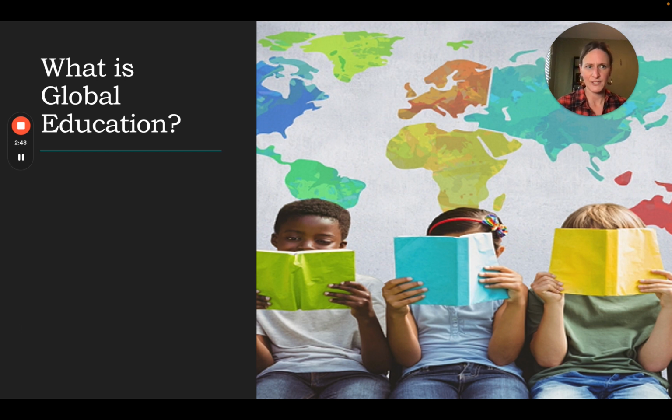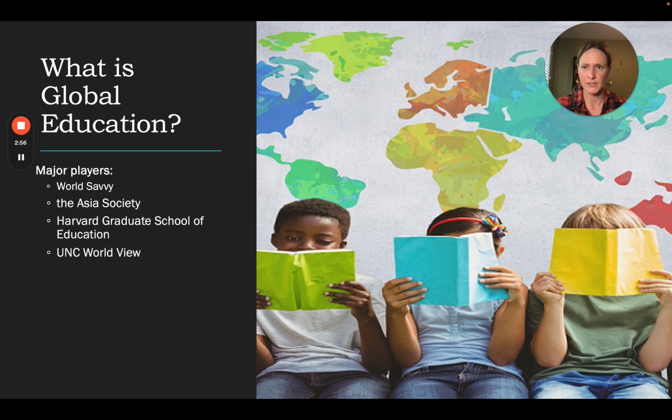But first, before we get into this strategy and resource, I want to talk briefly about what global education actually is. There are a few major players in this field. World Savvy and the Asia Society are independent organizations that work to further the ideas of global education and global competence. They work with teachers, school districts, and organizations to do this. Harvard, its Graduate School of Ed, and the University of North Carolina's program Worldview are two major universities that are doing this work as well. They put out excellent programming for teachers, for professional development, and they also do a lot of research.